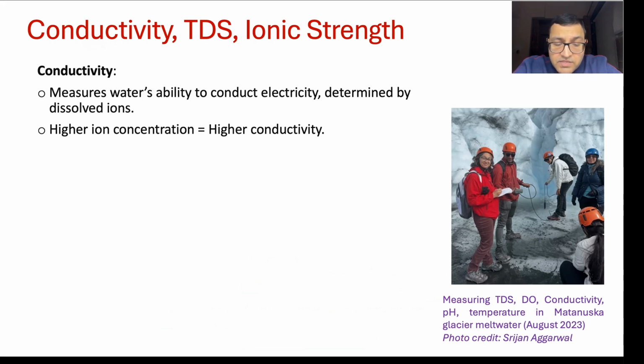Okay, some other parameters that we usually measure for water: conductivity, TDS, which stands for total dissolved solids, and ionic strength. They're related, and we'll talk about how they are and are not related. Conductivity measures the water's ability to conduct electricity, which is determined by the dissolved ions in water. Typically, higher ion concentration means higher conductivity.